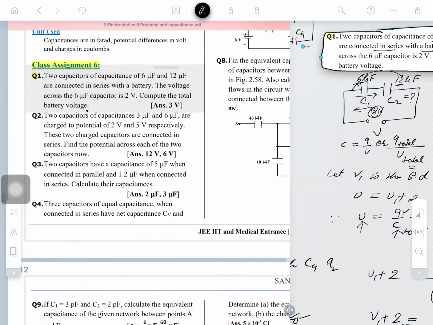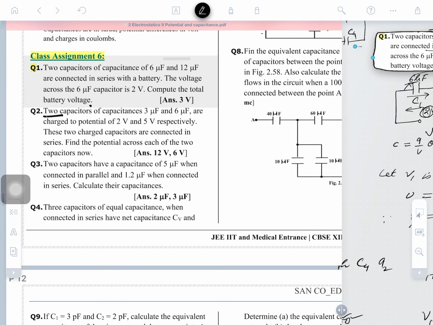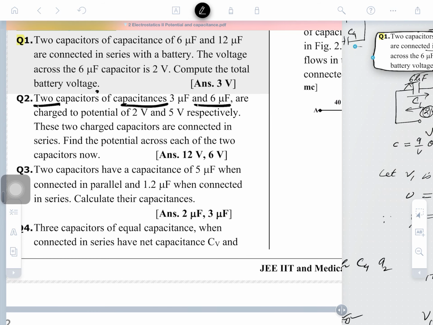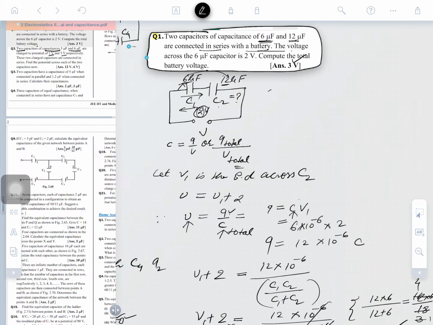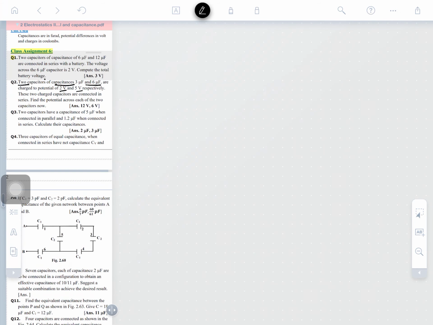See the next question. What is the second question saying? Two capacitors of capacitance 3 microfarad and 6 microfarad are charged to potentials 2 and 5 volt respectively. These two charged capacitors are connected in series. Find the potential across these two. Very simple. Same concept, same question, you may see. I am telling this: two capacitors 3 and 6 are here, one capacitor and the other, connected in series.